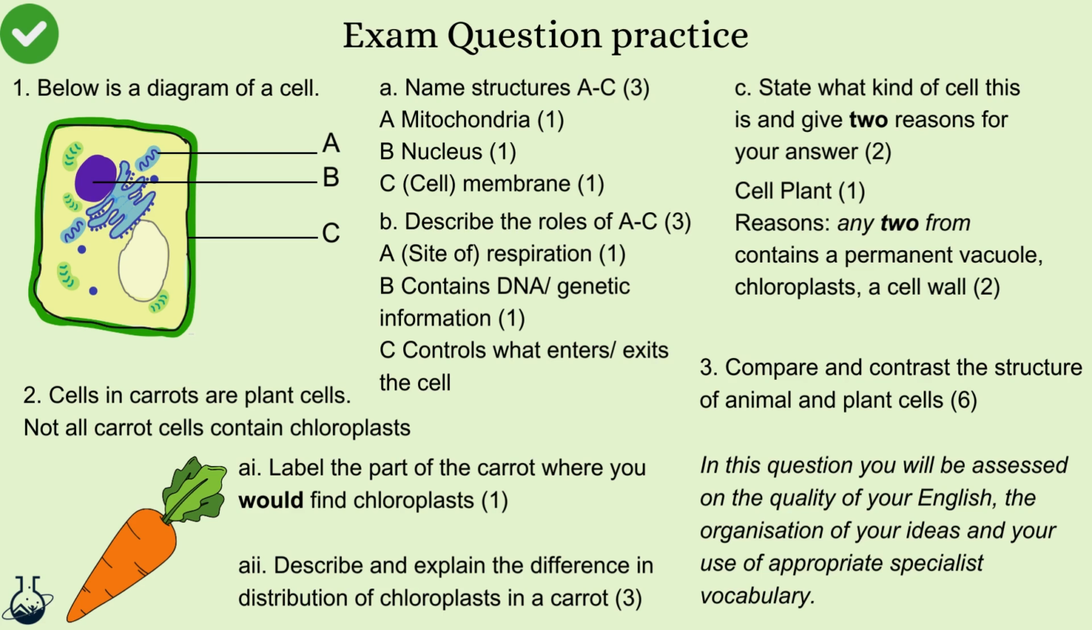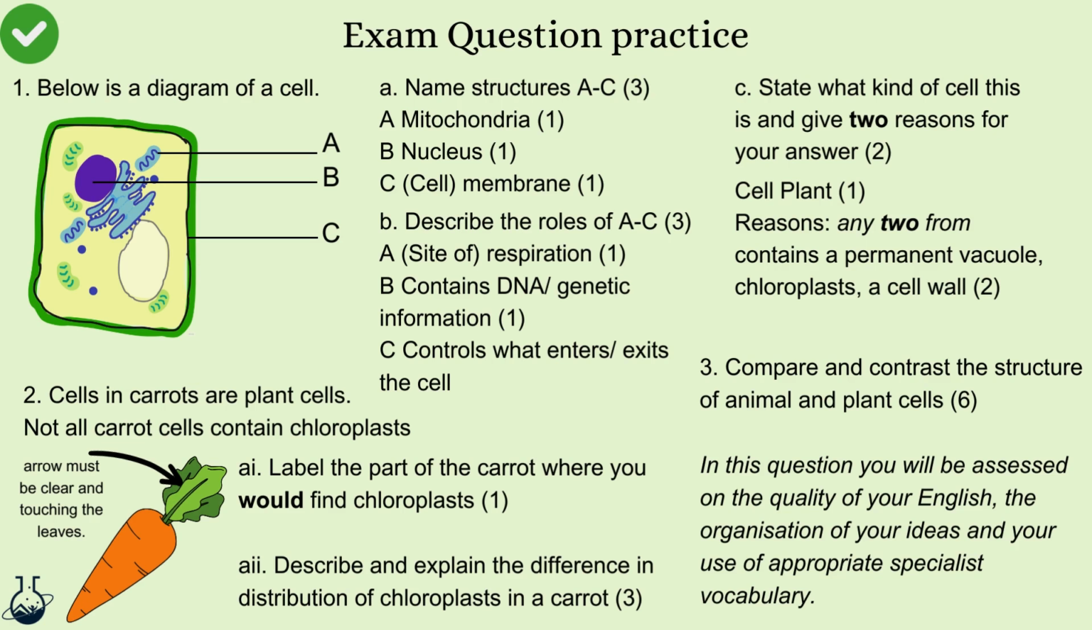Moving on to question 2, which says that cells in carrots are plant cells. Not all carrot cells contain chloroplasts. Part AI says to label the part of the carrot you think would contain chloroplasts. We know chloroplasts are the site of photosynthesis, which requires sunlight. Seeing that most of the carrot is underground, apart from the leafy green parts, it is this section that would contain lots of chloroplasts. Your arrow must clearly point and touch this section.